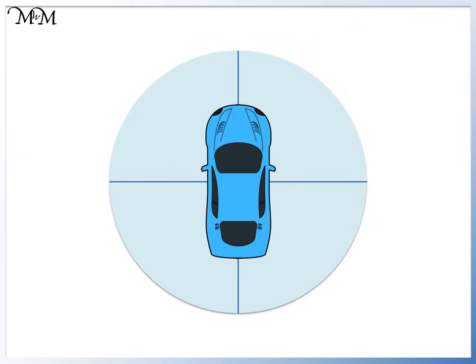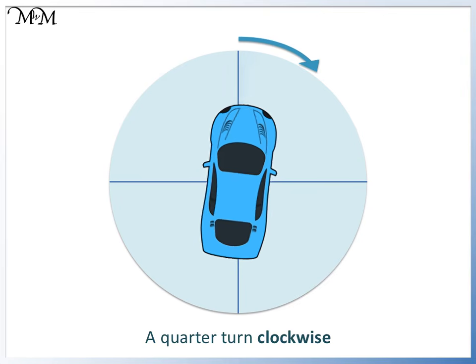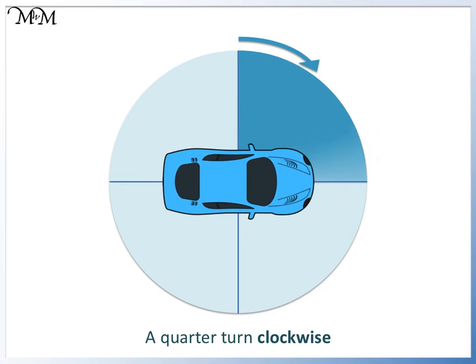This car will move a quarter turn clockwise. The car will turn in this direction. This is the same direction as the hands of a clock. This is a 1/4 turn clockwise.